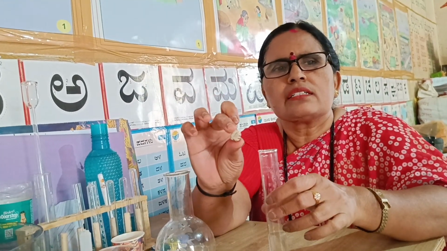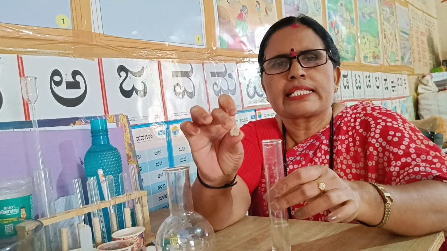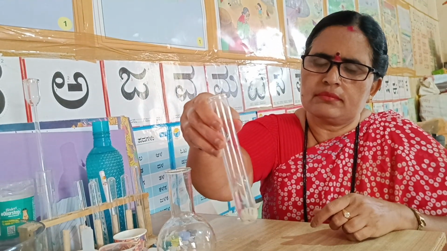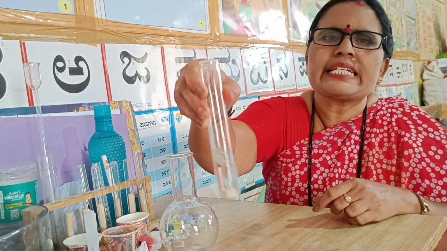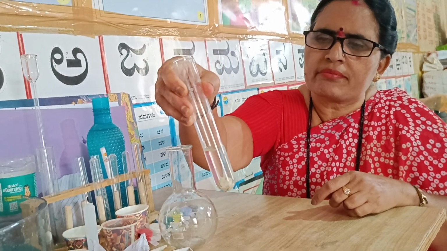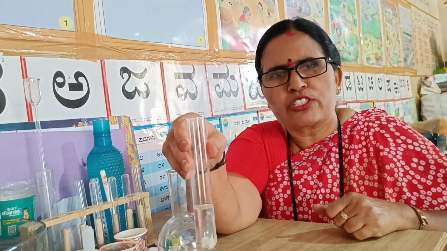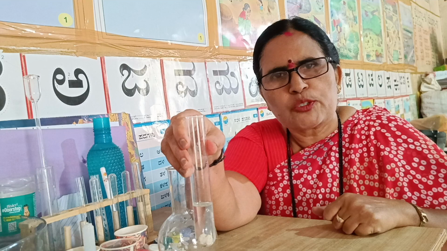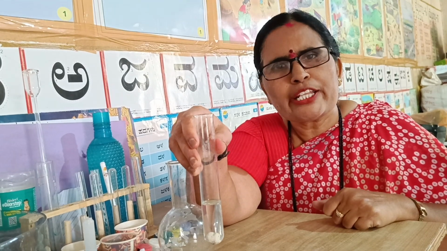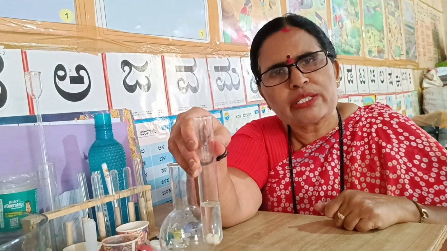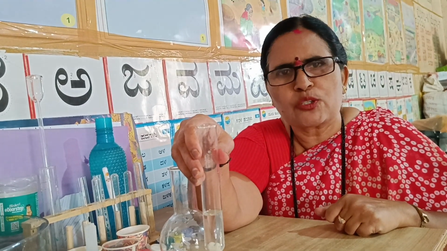So I have taken a piece of rubber. Let's see what happens when we put it in water. Is it getting dissolved? No. So this shows it is insoluble in water. Rubber is insoluble in water. Make a note and write the objects that are soluble in water and not soluble in water.